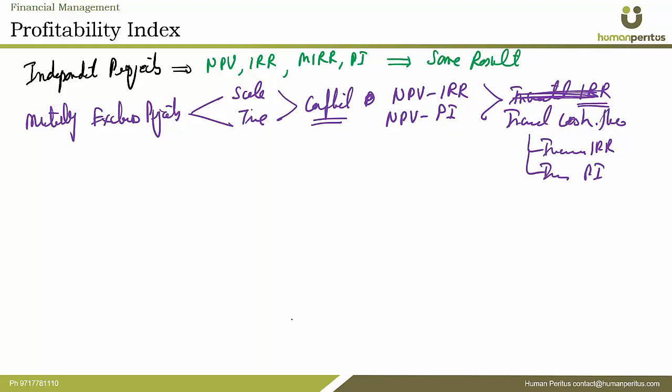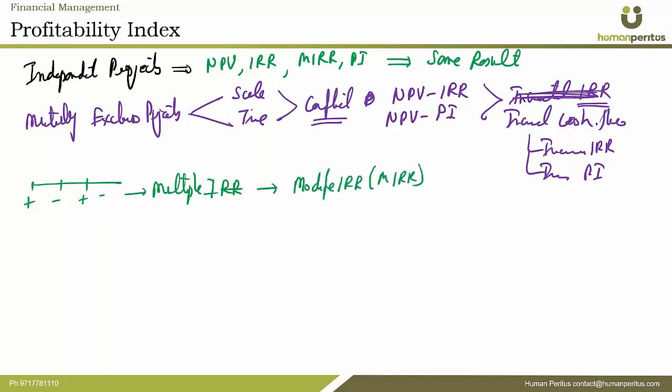Then what else did we learn, guys? We also understood that if you have cash flows like this, plus, minus, plus, and so on, then you will have multiple IRR. If you have multiple IRR, what will you do? You will take care of this problem by using the method of modified IRR, which is MIRR. Then what else did we learn?